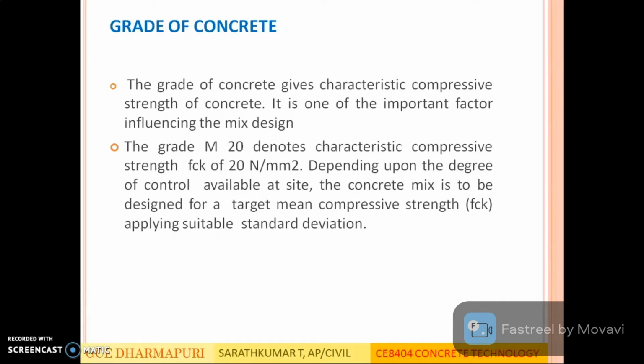Depending upon the degree of control available at site, the concrete mix is to be designed for a target mean compressive strength. So if you want to do a mix design for M20 concrete grade, you won't be doing the calculations for 20 Newton per mm square. You will be doing the mix design for a slightly higher value, for example 25 or 30, depending upon the quality of control you can access at the site.